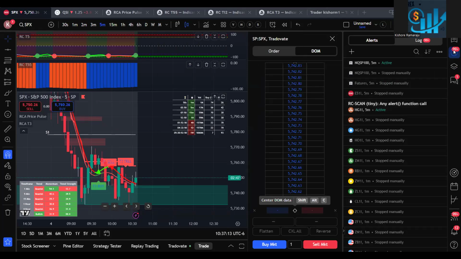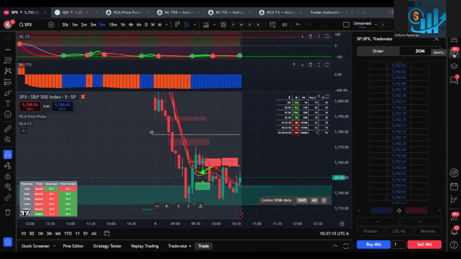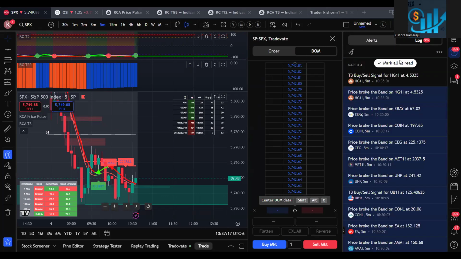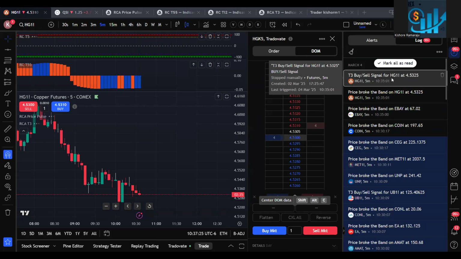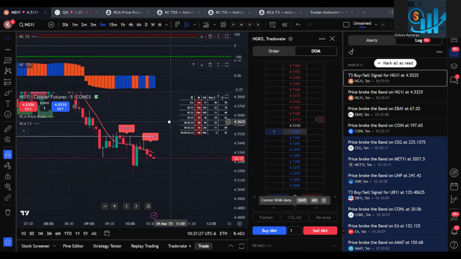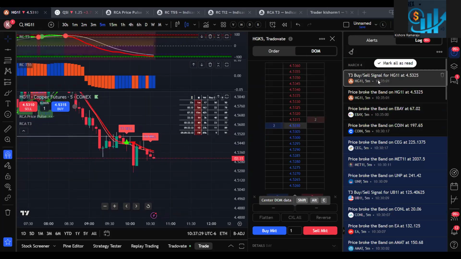So now whenever we receive some signal, we have to look in the log. For example, now we got a T3 buy sell signal for copper. So now I have to go here and see whether it is a buy or a sell, because now you have one notification for both buy and sell.